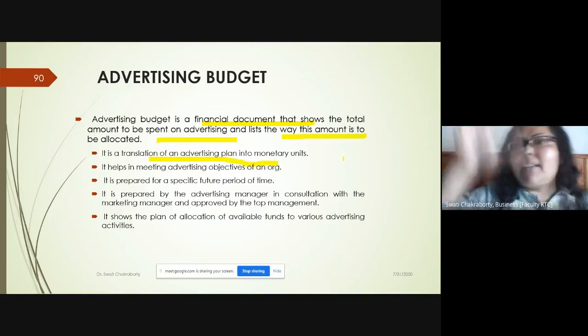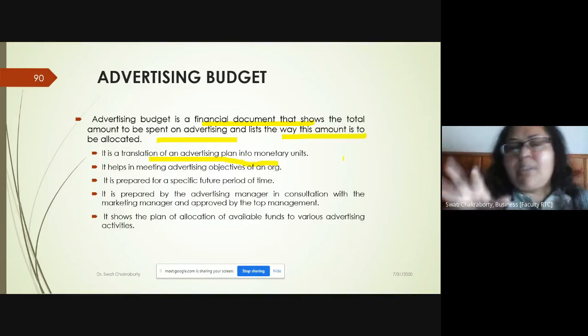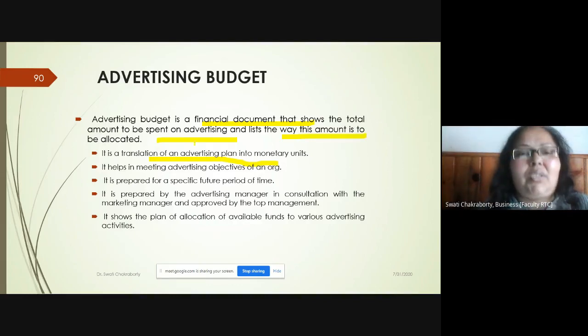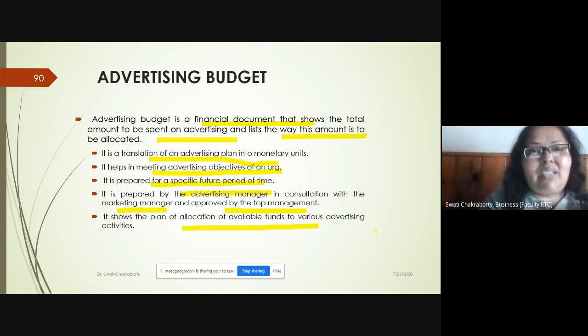The advertising plan needs to be actually calculated now, even in monetary terms. How much money would it cost? What is the total money involved? It helps in meeting advertising objectives of an organization. It is prepared for a specific period of time. It's prepared by the advertising manager in consultation with the marketing manager and approved by the top management. And it shows the plan of allocation of available funds to various advertising activities.